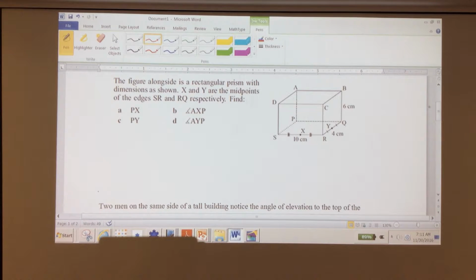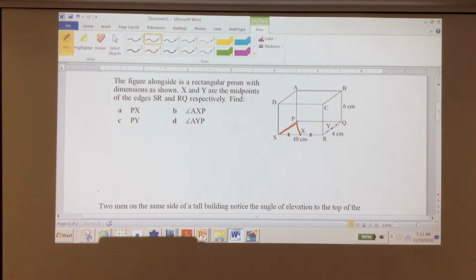This time we have a rectangular prism, and we're looking for several things. Let's take a look at this rectangular prism. We see that the front edge is 10, therefore we know the back edge is 10. The height is 6. The depth is 4. So the first thing we're looking for is PX. Let me show you where that is. It's right there.